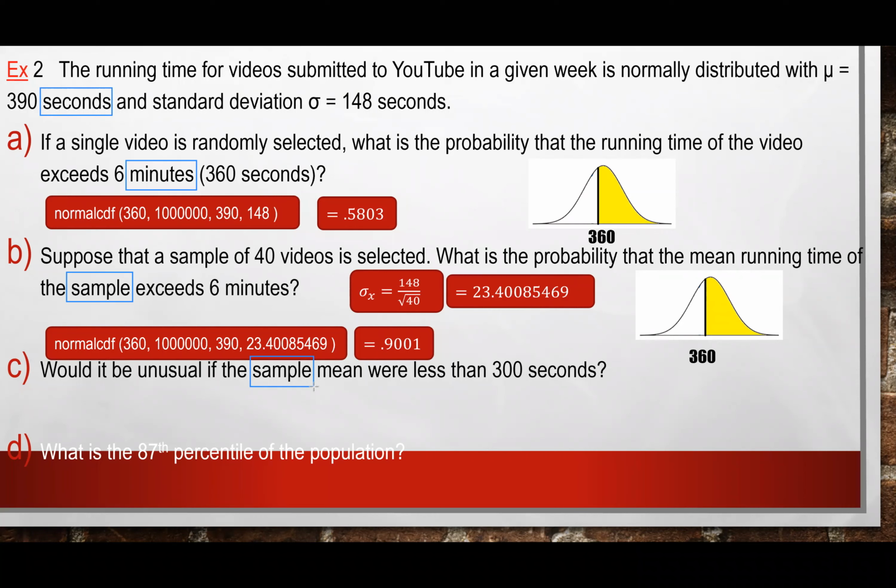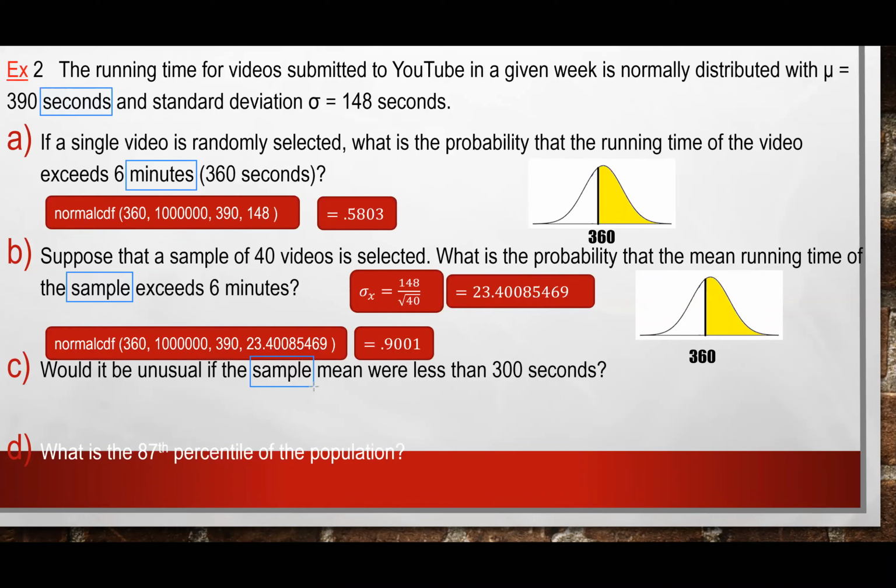In order to know if it's unusual or not, we have to find the area under the curve. If this area under the curve is less than 0.05, then we say that it's unusual. If it's more than 0.05, we say no, it's not unusual, meaning it's usual.